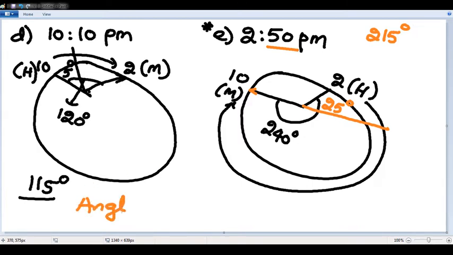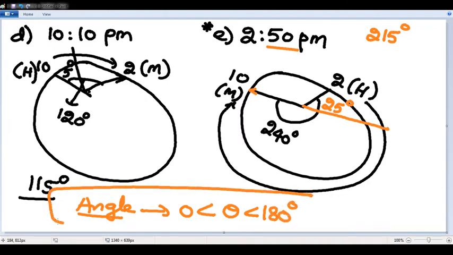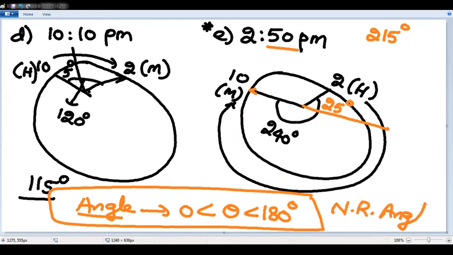Remember this line carefully. By default, if the question is to find the angle between the two hands of a clock, it will be 0 to 180. If nothing is mentioned, the angle will be a non-reflex angle. If it is a reflex angle, it will be mentioned in the question.